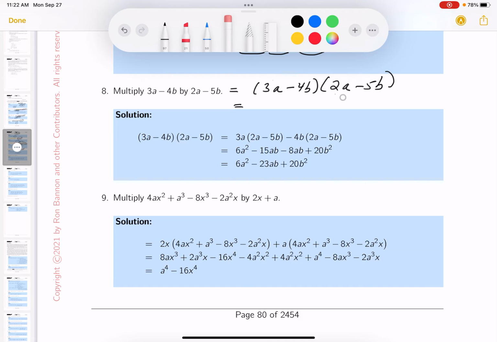I'm just going to do the multiplication now. What do you get? 3a times 2a is 6a squared. Then we get 3a times minus 5b, that's minus 15ab. Then you get minus 4 times 2, which is 8, and then you get ba. We'll talk about that in a second. Last but not least, you get that last term, which would be plus 20b squared.